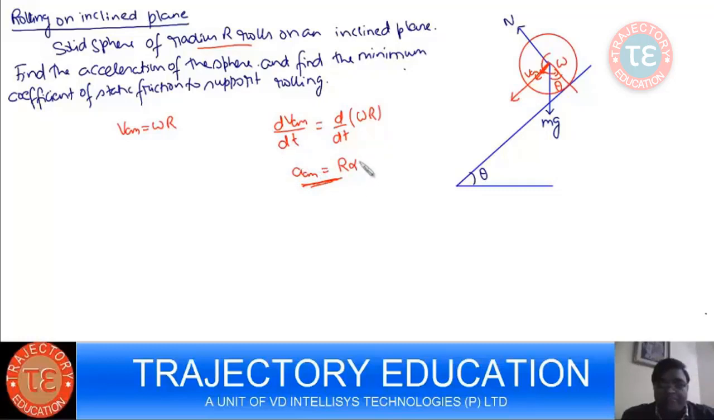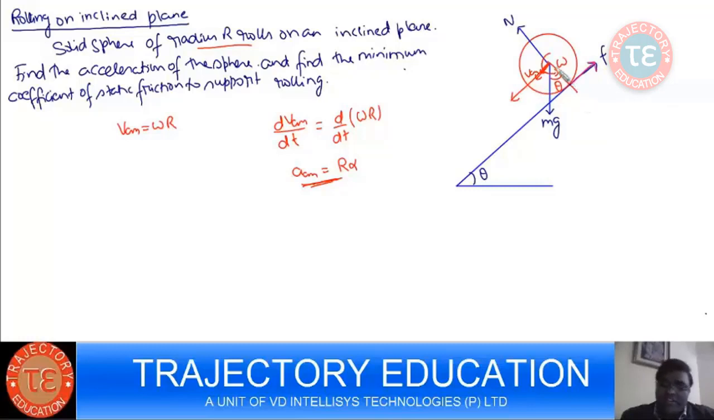without creating alpha. In that case, this mg sin theta brings a tendency of forward slipping at the point of contact. The moment you release the system, a tendency of forward slipping gets created due to mg sin theta. And the moment the tendency of forward slipping is created, immediately the static friction starts acting in that direction. Say F is the static friction. This is the static friction.